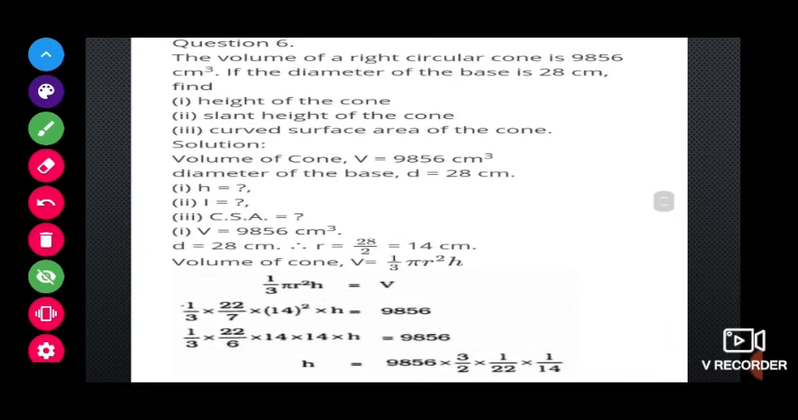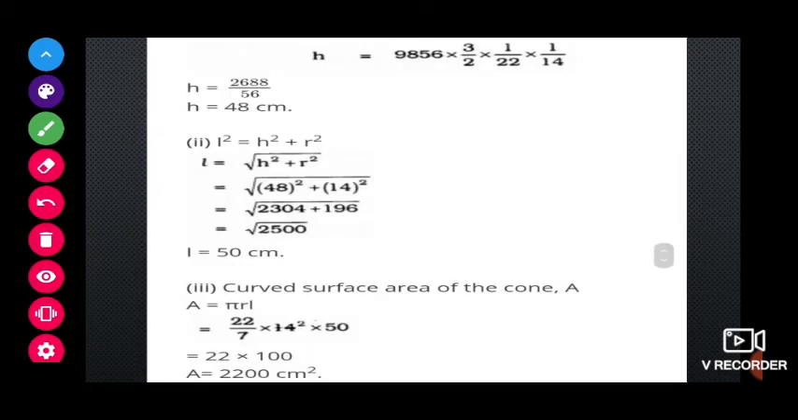Here only we can cancel, children. 7 ones are 7, 7 twos are 14. So we want the height, so we send all the remaining to that side. Height is equal to 9856, which is already there. And here division 3, if it goes that side, becomes multiplication 3. And here 22 and 14 are in the numerator, so they all go to the denominator. If we do the cancellation, then we will get the answer.